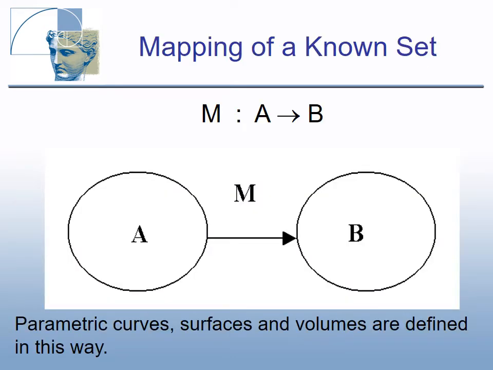The next way to define shape is mapping from a known set. If the set A is defined, mapping M establishes one-to-one correspondence between the set A and the new set B. Parametric curves, surfaces and volumes, presented later in this lecture, are defined in this way.